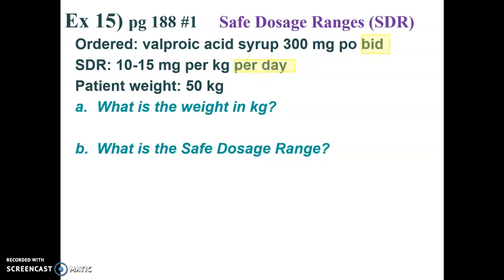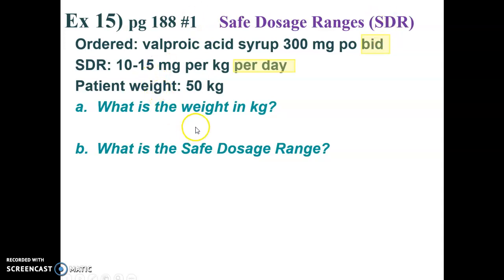The BID and per day. So, it's not technically the same, right? Twice a day. This one's happening throughout the entire day. So this one's going to be okay. All right. The BID, the doctor does want to split the dose. That would be okay, even if the safe dosage range says that it has to happen per day. I mean, technically, 2 times a day is still happening within the same day, right? So this one is going to be good to go.